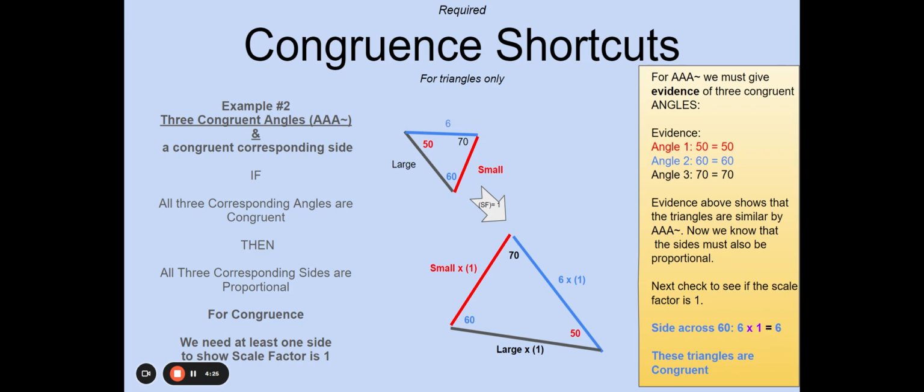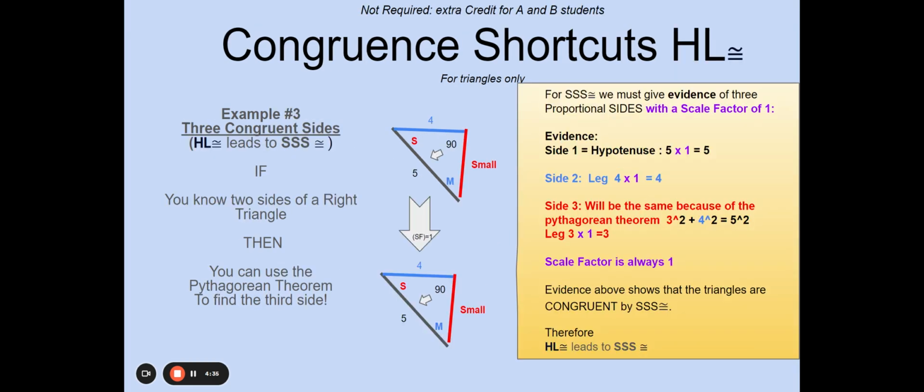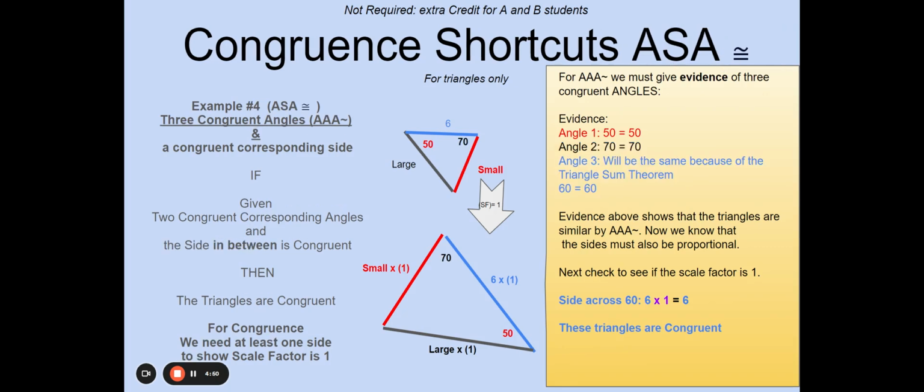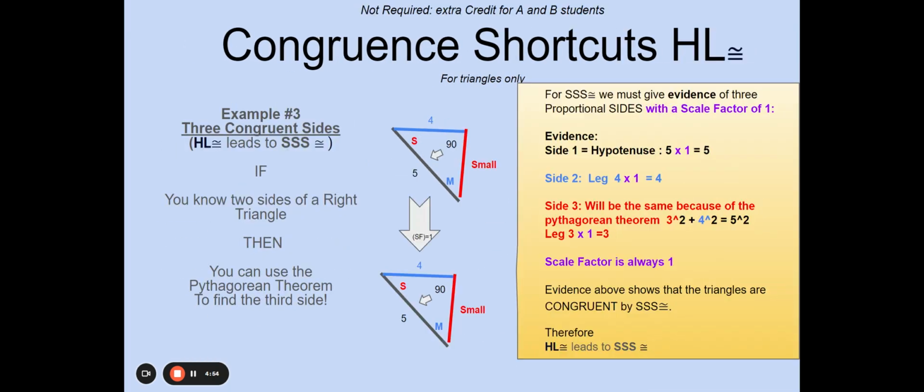All right, so the next part is extra. That's as far as it gets for passing the class. So if you're interested in getting an A or B, stay with me. For extra credit of an A or a B, you also have to show how the shortcuts we just did lead us to the ideas of HL, which means hypotenuse leg, angle angle side, and angle side angle. Okay, so I'm going to go back and walk us through that.